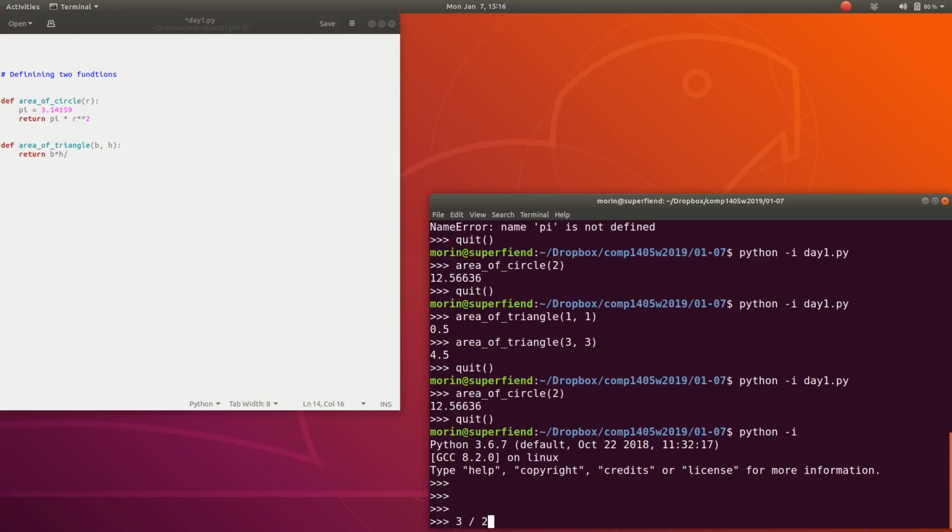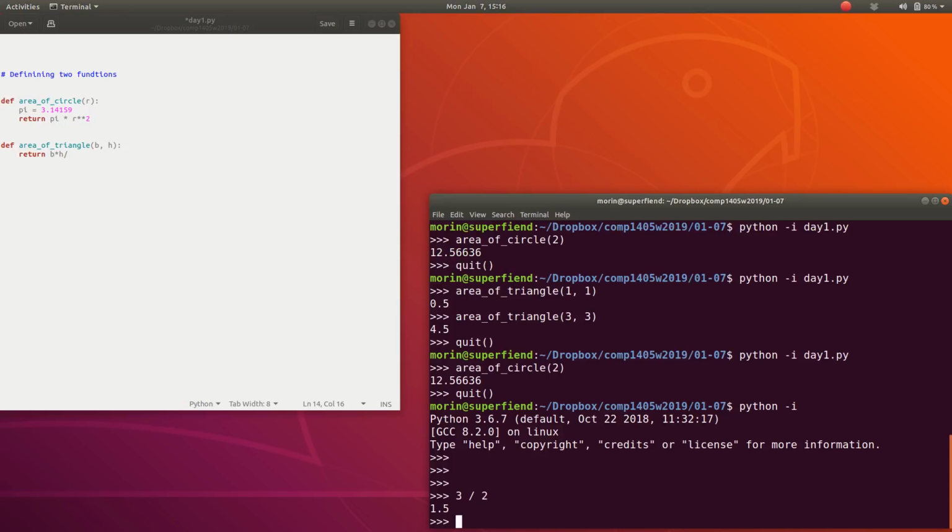I asked you what 3 divided by 2 is, and most of you correctly said 1.5, but there may have been a few dissenting voices. Is there anybody who thought 3 divided by 2 would be something else? No, you don't want to admit it anymore. Yeah?